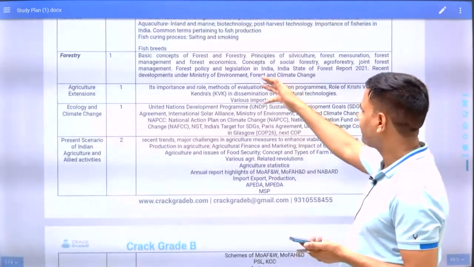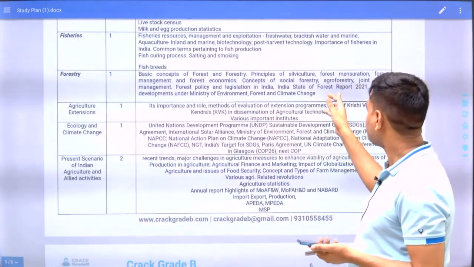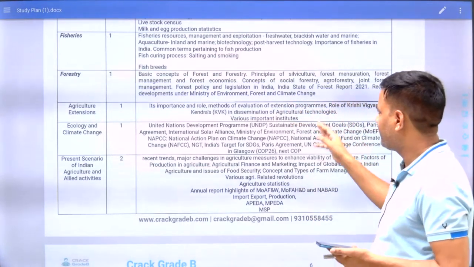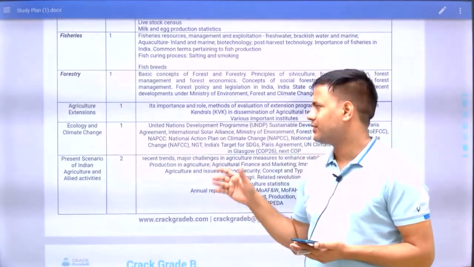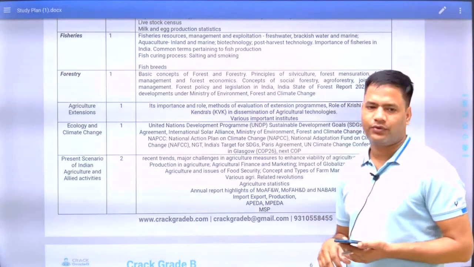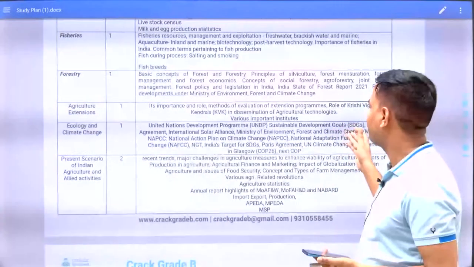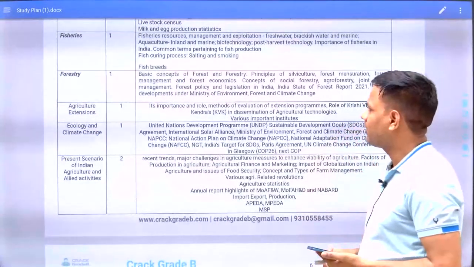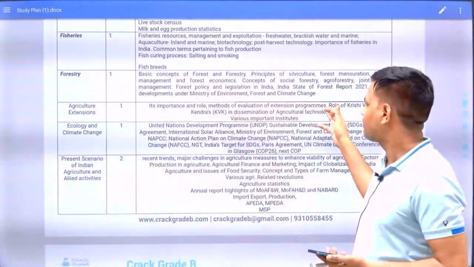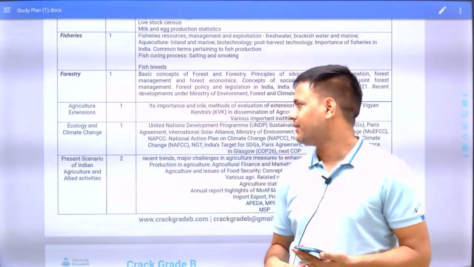Next is forestry. Simple concepts of forestry you have to study, and the Forest Report 2021 and recent developments of the Ministry of Environment you can study under current affairs. Social forestry, last time phase 2 they asked. Agroforestry definition can be asked. Joint forest management and the Forest Rights Act, and under tribal affairs, Ministry of Tribal Affairs schemes you can study.